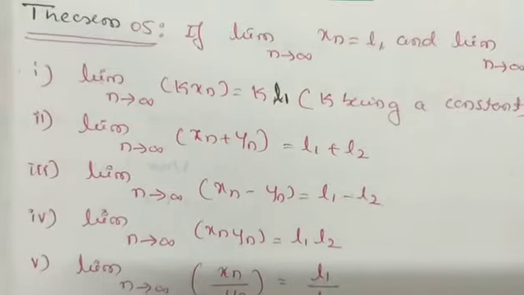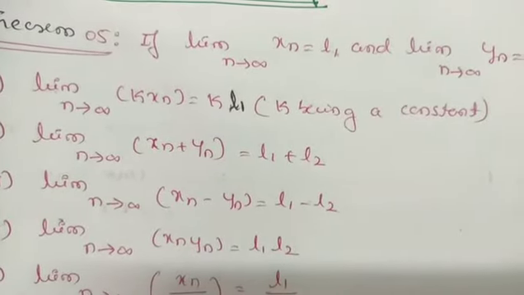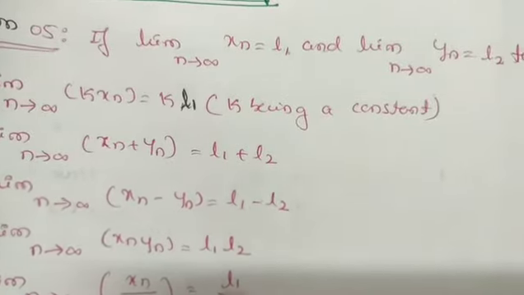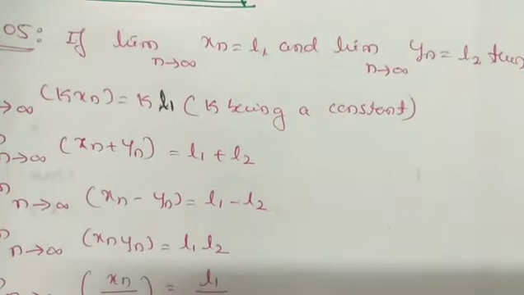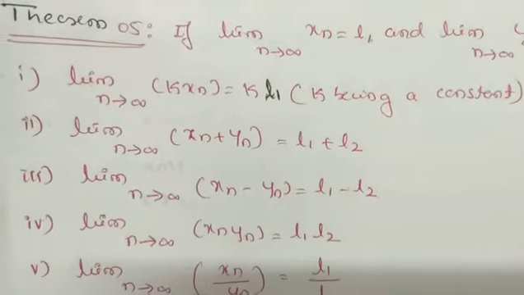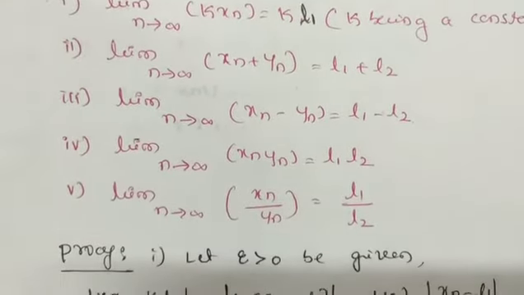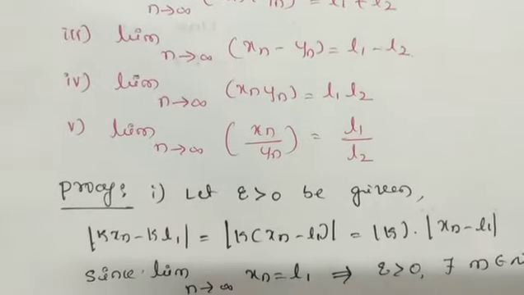So here the two limits are given. If limit as n tends to infinity xn is equal to L1 and limit as n tends to infinity yn is equal to L2, then in these cases you have to prove these 5 results. Let us take proof.